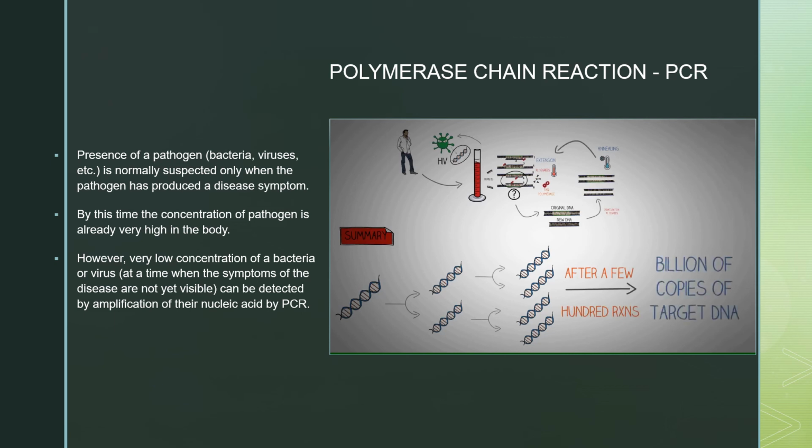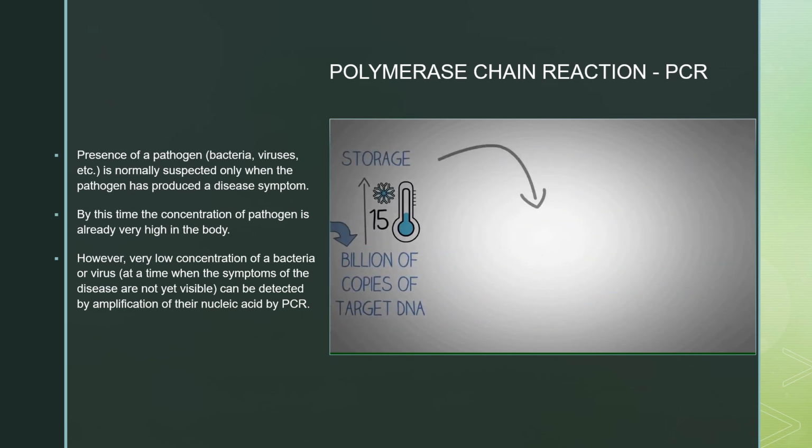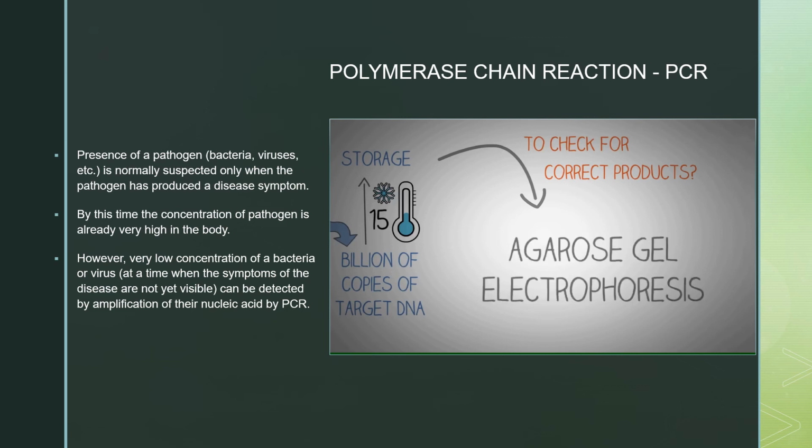This is repeated 25 to 30 times in a typical PCR reaction, not 100 times, which takes 2 to 4 hours depending upon the length of the DNA region being copied. Due to the exponential nature of the chain reaction, we are able to produce billions of copies of DNA fragment from only a single copy of the fragment. After this, the temperature is again lowered to 15 degrees so that the products of the reaction can be stored. To check whether the PCR has generated the correct products, we use a technique known as agarose gel electrophoresis.